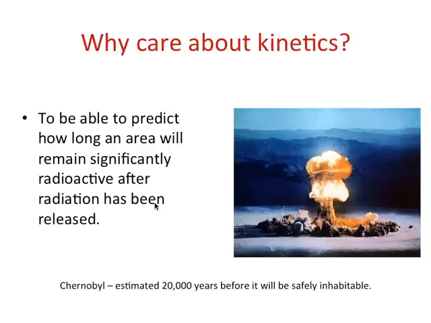this was before you were born, but in the late 1980s in Chernobyl, which is in Ukraine, there was a meltdown of a nuclear reactor. They evacuated people within a certain radius of the plant, and they estimate that it is going to be about 20,000 years before it will be safely inhabitable, meaning that the radioactivity levels will fall enough so that people won't get cancer if they move back into the area. Kinetics lets scientists estimate how long it's going to take for the dangerous radiation to go down to safe levels.